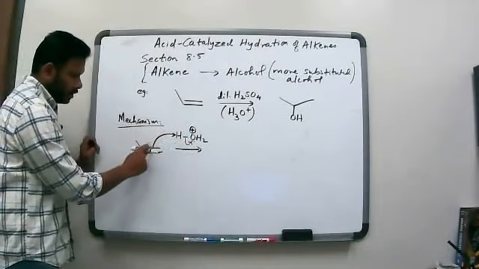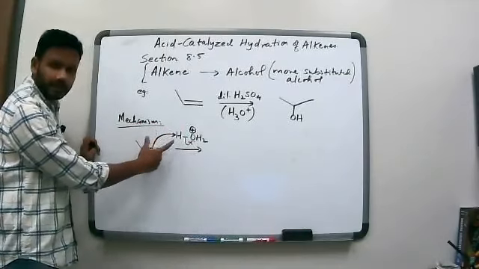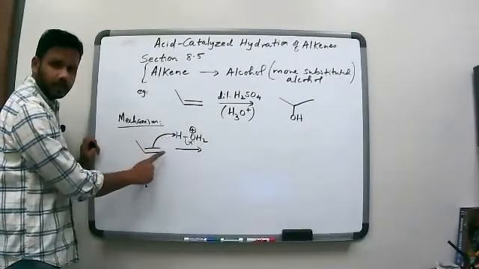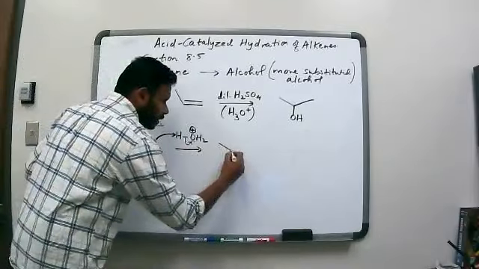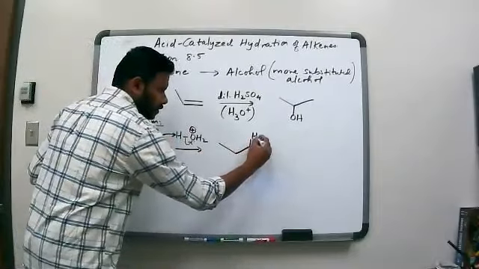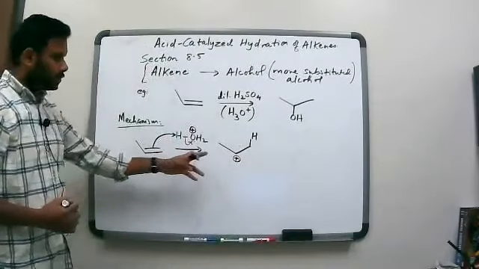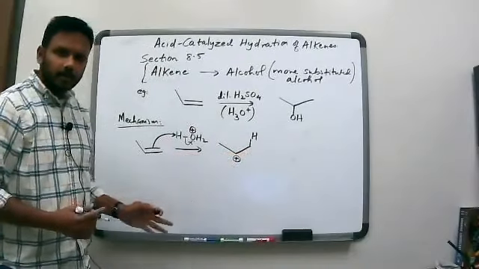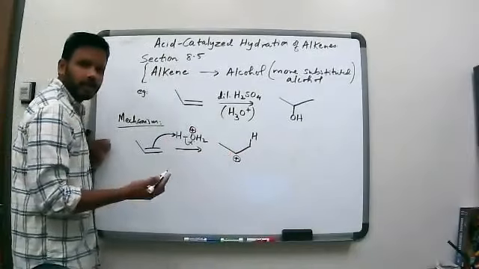Now, when the pi bond accepts that proton, the proton could end up as a hydrogen at the more substituted or the less substituted carbon. That's something we've already seen: in these reactions the hydrogen goes to the less substituted carbon, because that would then give us the more substituted carbocation. So there's the hydrogen and there's the carbocation.